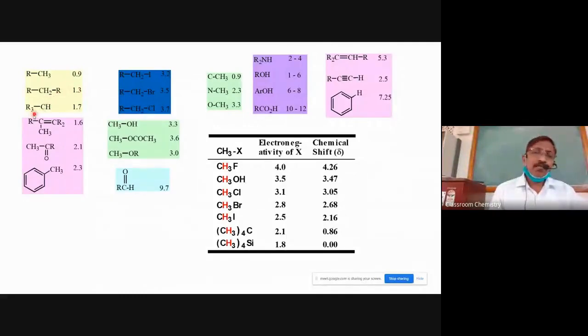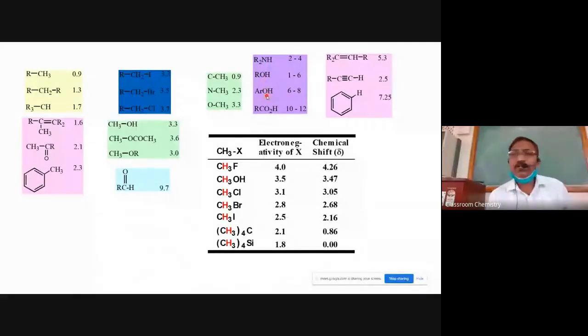Again, we can replace the R by another R, then it is again increased by 0.4. So at a time 0.4 for alkyl we have to replace. Similarly, when we observe RCH2 iodine, its delta value is 3.2. When it is replaced by bromine and chlorine, it is 3.5 and 3.7. Here also we have just observed the trend for electronegative atoms.